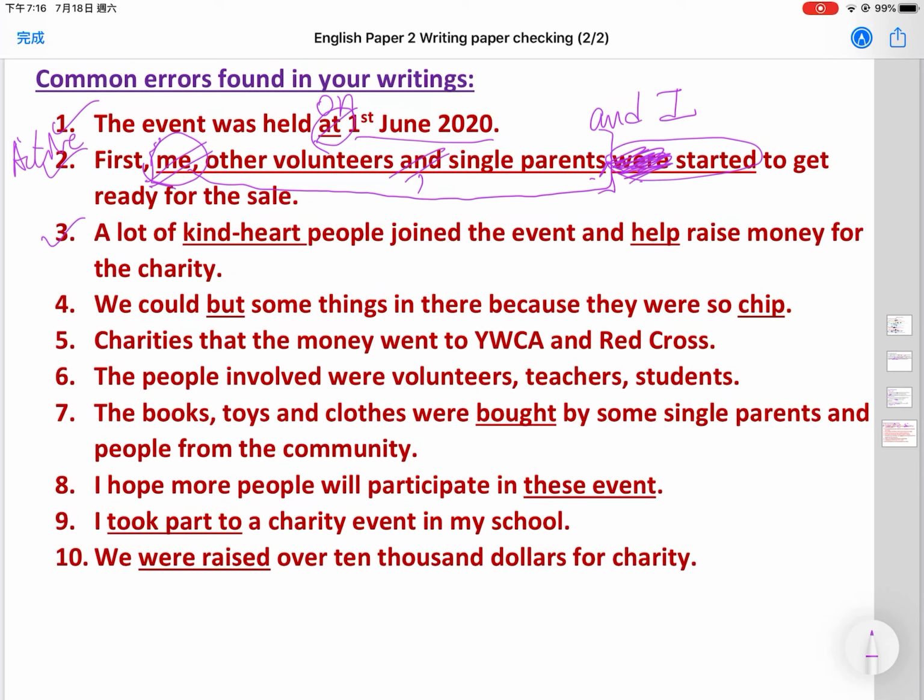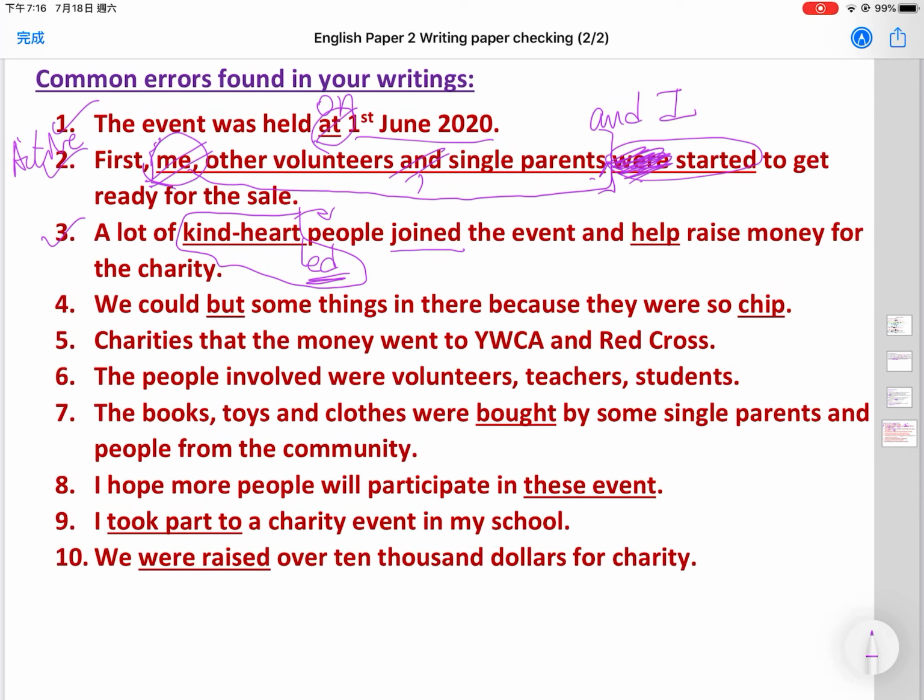Okay. And then number 3, a lot of kind heart people joined the event and helped raise money for the charity. Now I'm sure you get this right because these are the core vocabulary that we learned in Unit 4. Now kind heart, I don't think we have this term, but the adjective, this word kind-hearted should be spelled like this. Okay, to use it as an adjective to describe people with a caring, loving heart.